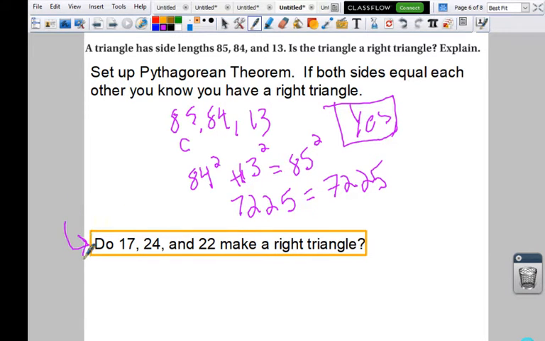Alright, I want you to do the one in the box now. Tell me, do 17, 24, and 22 make a right triangle? I'll give you a little bit of a hint. Which one of these has to be C? 24. Has to be C. Alright, tell me if they make a right triangle.